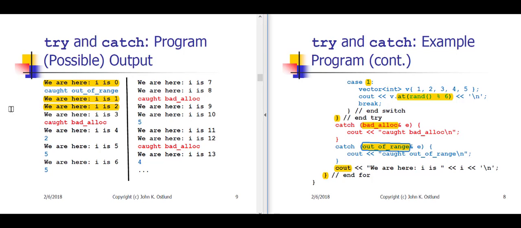Okay, the third time through the for loop, we don't cause any exception. We just get told "we are here, i is 2." The fourth time through, the same thing.